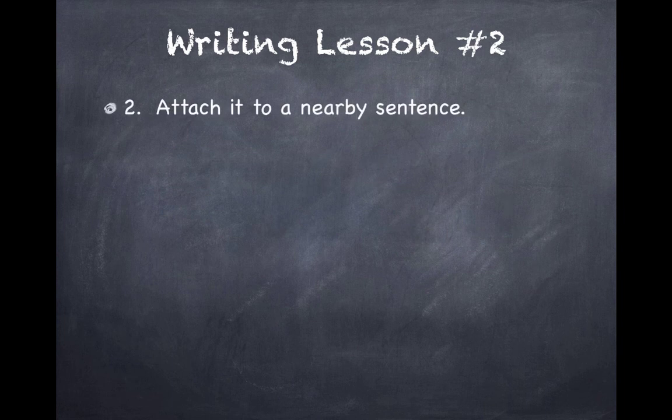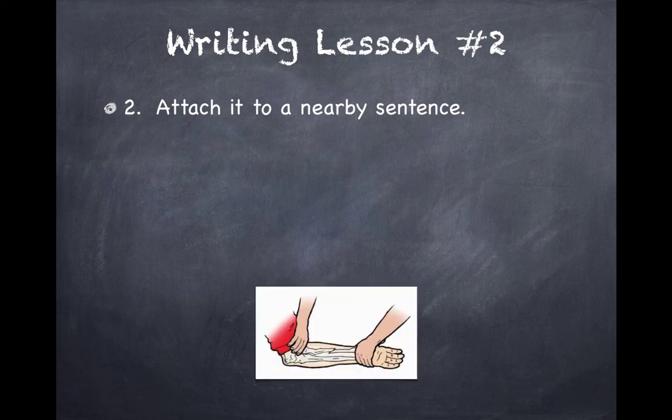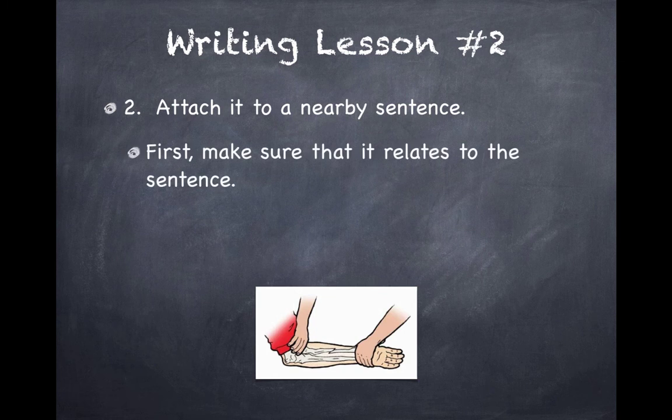Now, another way to fix a fragment would be to attach it to a nearby sentence. One way that makes me think of this is if you have a broken bone, a lot of times they'll put the bones back together and then they'll add something to help it heal, like a sling or something like that. So sometimes, like you said, you might have to add something to help it work. It can't be broken off by itself. It has to be attached back on. So again, that little analogy there of putting the pieces back together.